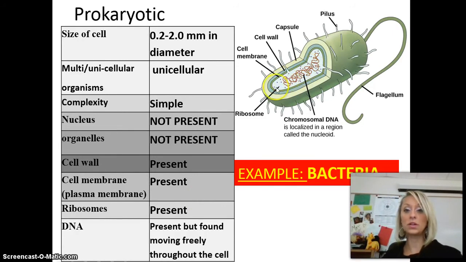This tan squiggly line is the genetic material, but it's not found in a nucleus. It's freely flowing throughout the organism. An example of a prokaryotic cell would be bacteria.